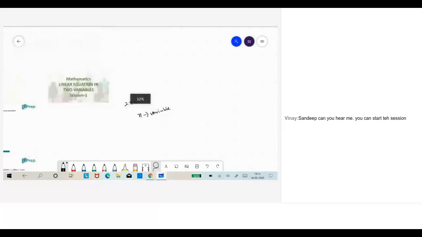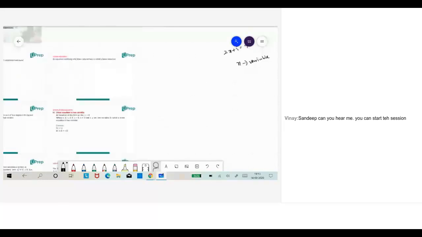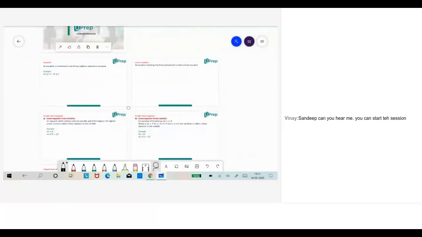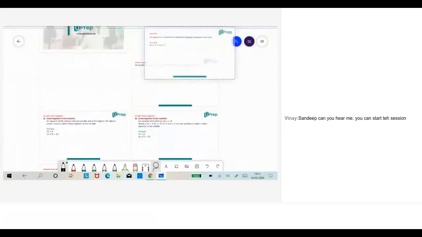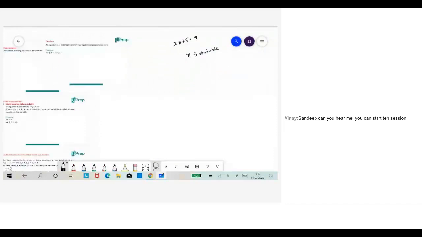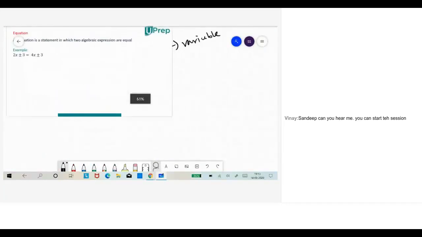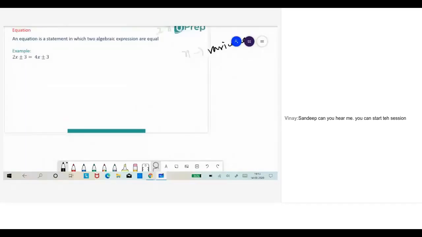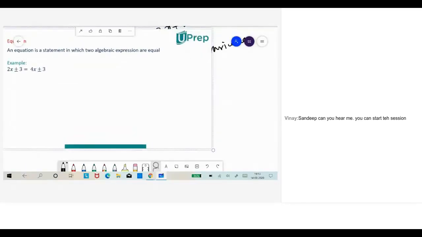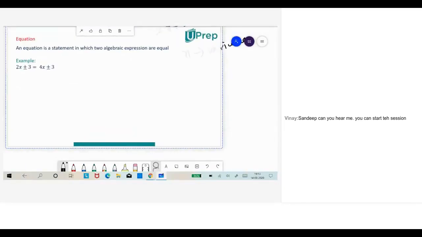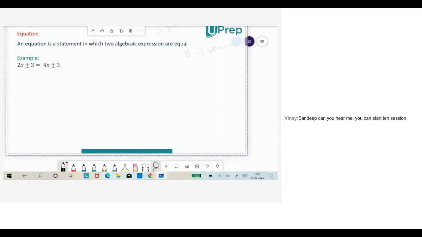So what exactly we are talking about is, before we get into the concept of linear equation in two variables, let's recall whatever you have learned in your 8th standard, that is linear equation in one variable. Now, what is a linear equation in one variable? Let me give you a simple example to make you understand. Check this.